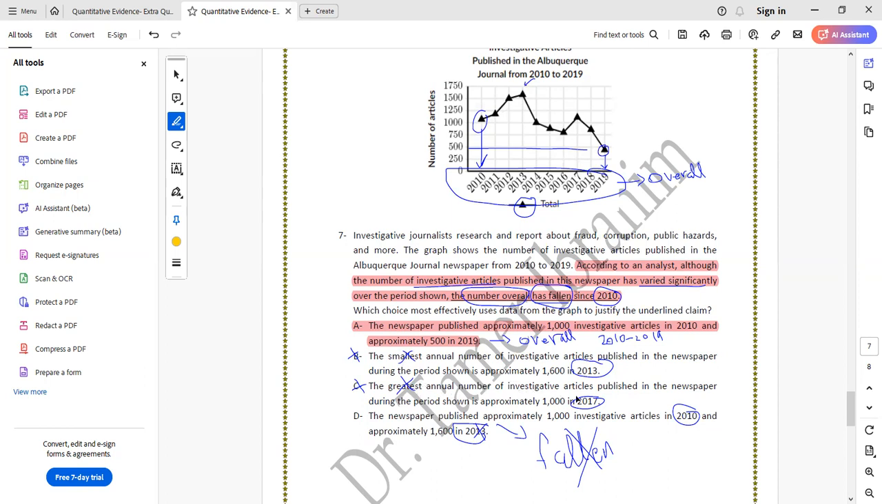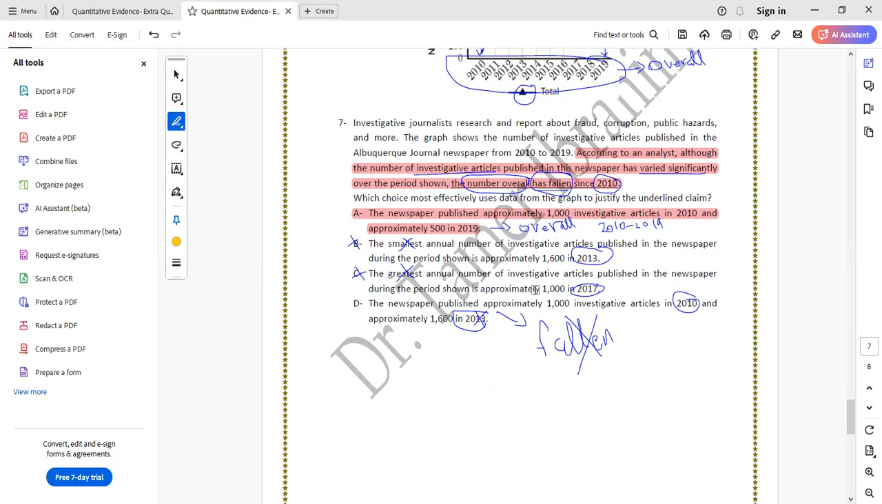The greatest annual number of investigative articles published in the newspaper during the period shown is approximately 1,000 in 2017. Again, 2017, the number is right, but it's not the overall period. And again, it's not the greatest annual number. The greatest annual number is here. The newspaper published approximately 1,000 investigative articles in 2010 and approximately 1,600 in 2013. Here is not falling. Here it increased from 1,000 to 1,600, and it doesn't show the overall period.